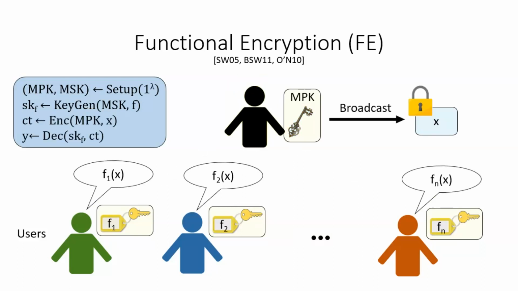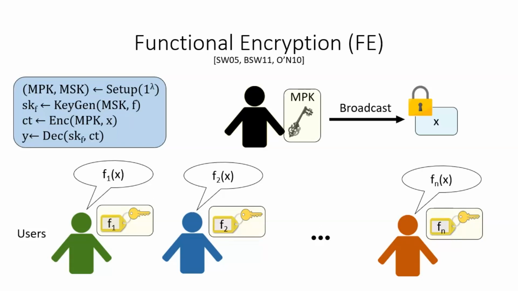The correctness property we want is that given a function key for F and an encryption of some message X, the user should be able to learn F of X. So here, for example, the green user learned F1 of X with a function key for F1. And for security, what we want is that the user learns nothing more than F of X.